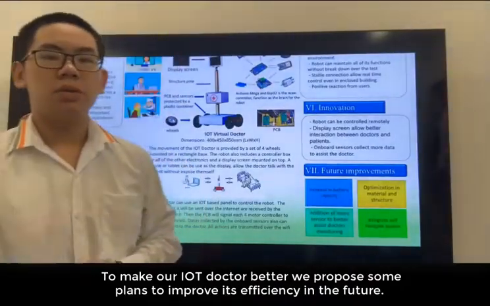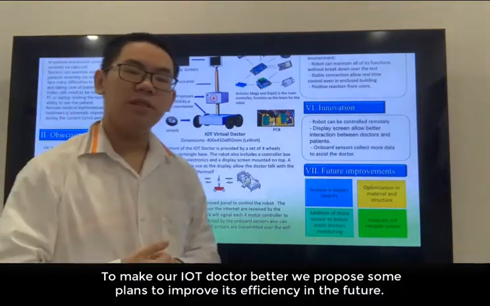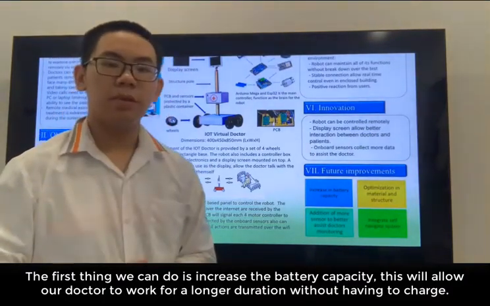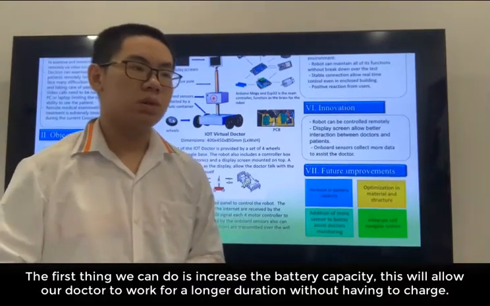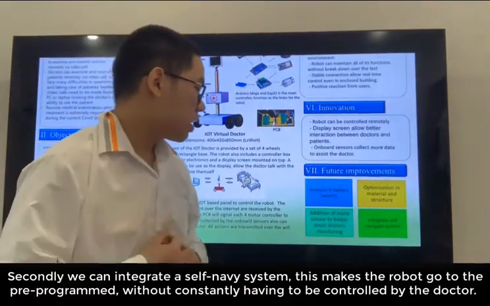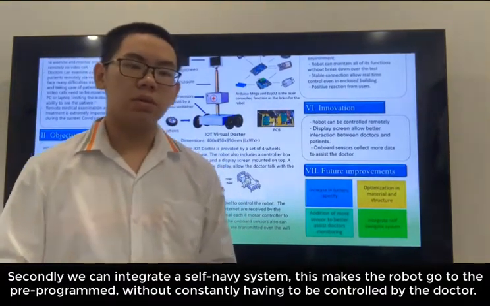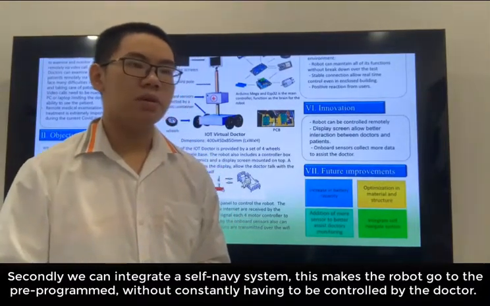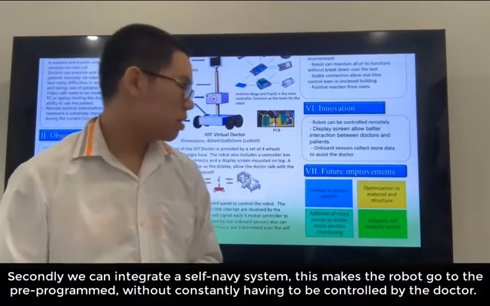To make our IoT doctor better, we propose some plans to improve its efficiency in the future. The first thing we can do is increase the battery capacity. This will allow our doctor to work for a longer duration without having to charge. Secondly, we can integrate a self-navigation system. This makes the robot go to the pre-programmed destination without constantly having to be controlled by the doctor.